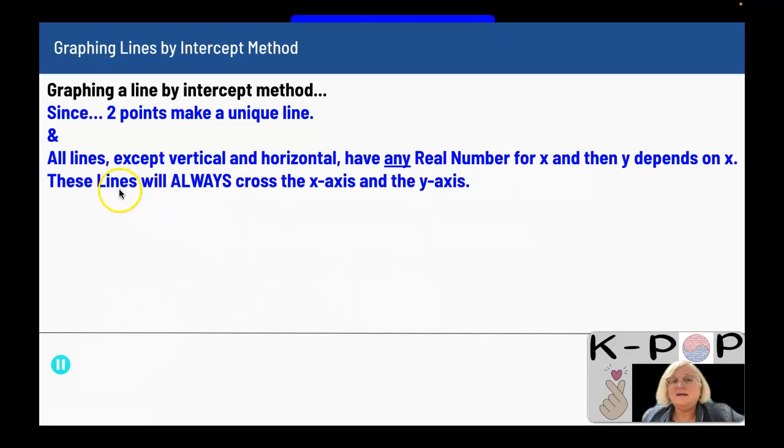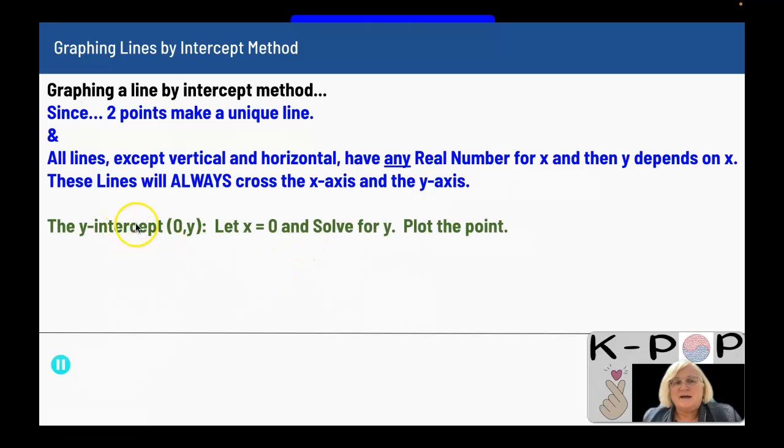And all lines except for vertical and horizontal have any real number for x, and then y depends on x. These lines will always cross the x-axis and the y-axis. I'm not talking about the vertical or horizontal, I'm talking about any other line. It will always cross the x-axis and the y-axis. Therefore, it will intercept the axis. So you will have a point on the x-axis and a point on the y-axis.